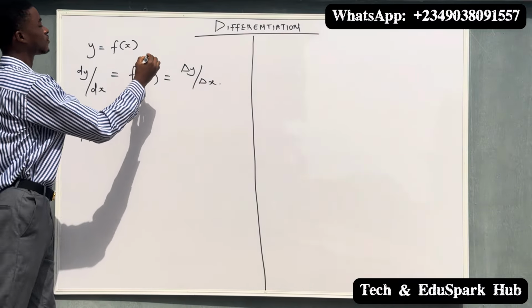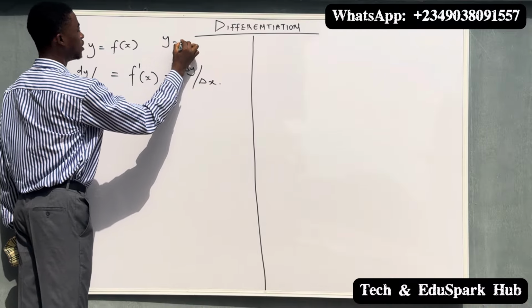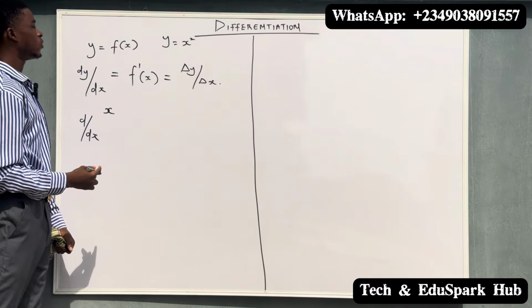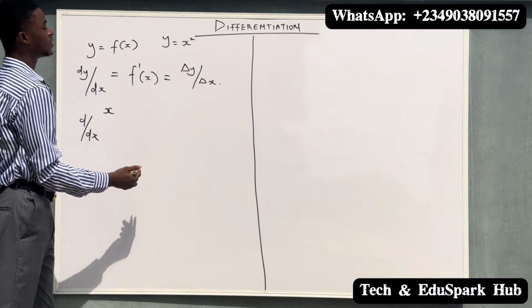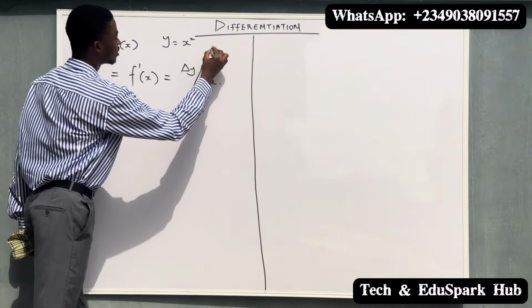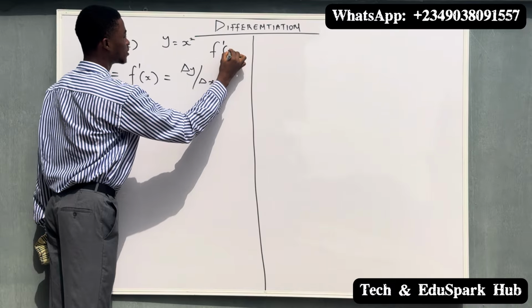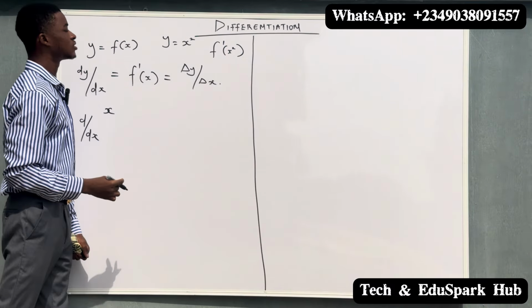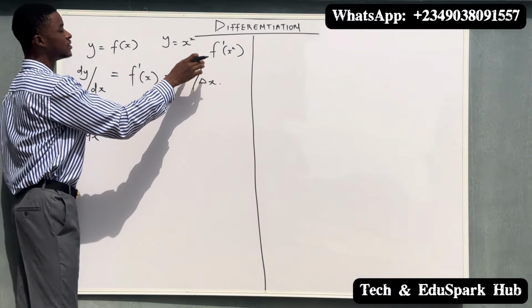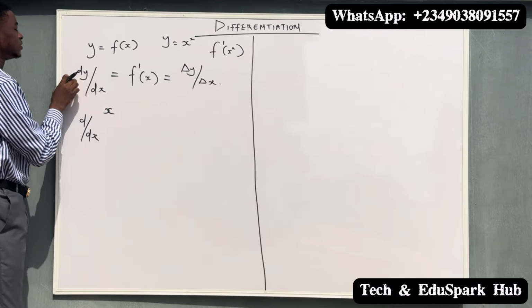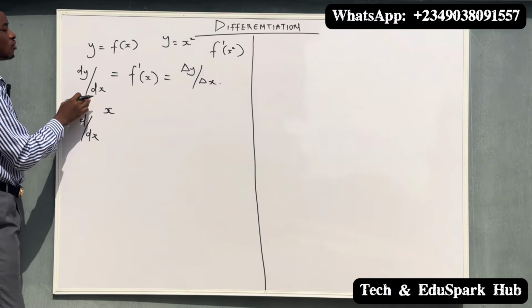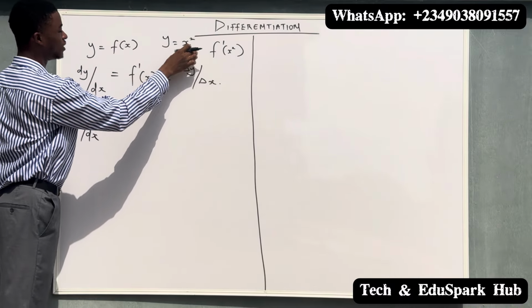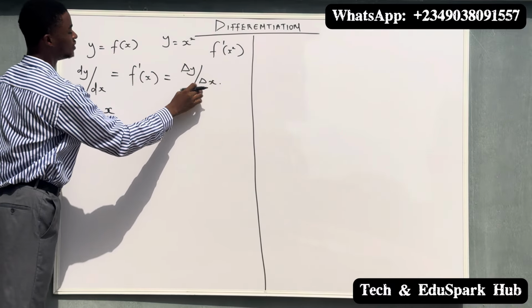Let's say we are given y equals x squared, and we have to calculate the change in y with respect to x. In this case, they can ask you to calculate f prime of x squared. If they ask you to calculate f prime of x squared, it is still the same thing as calculating change in y over change in x. So they can tell you to calculate dy over dx, or f prime of whatever you were given, or change in y over change in x.